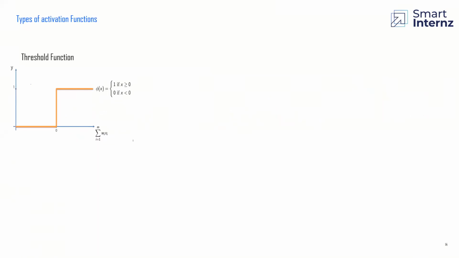Different types of activation functions are there, such as the threshold function. The threshold function is nothing but an activation function which has a specified range. What is that specified range? If the value is less than 0, it will always be treated as 0 in this case.